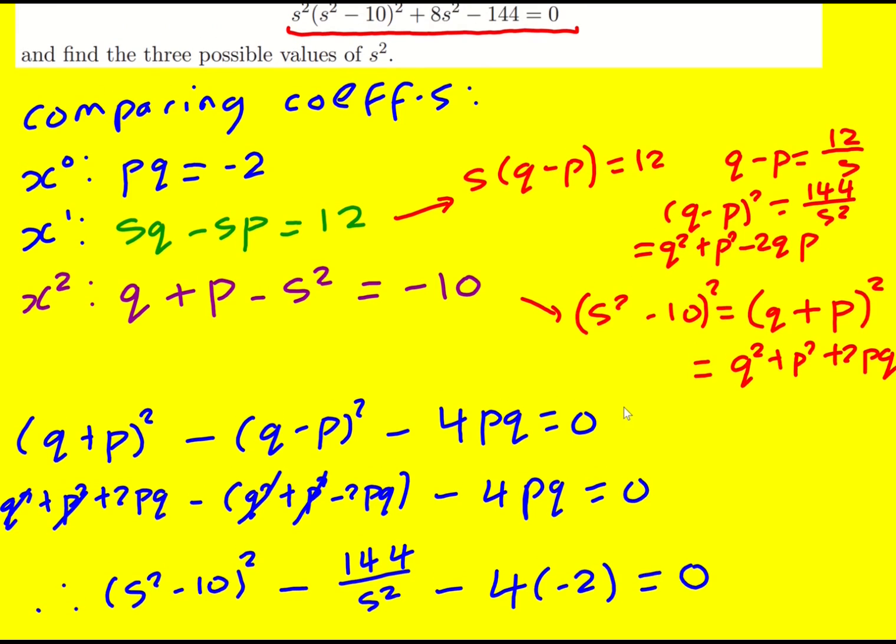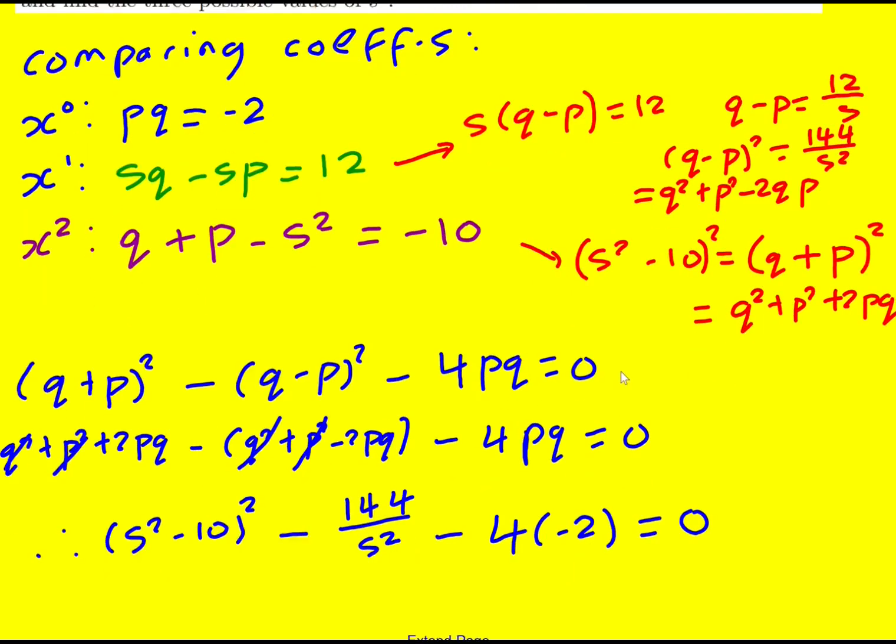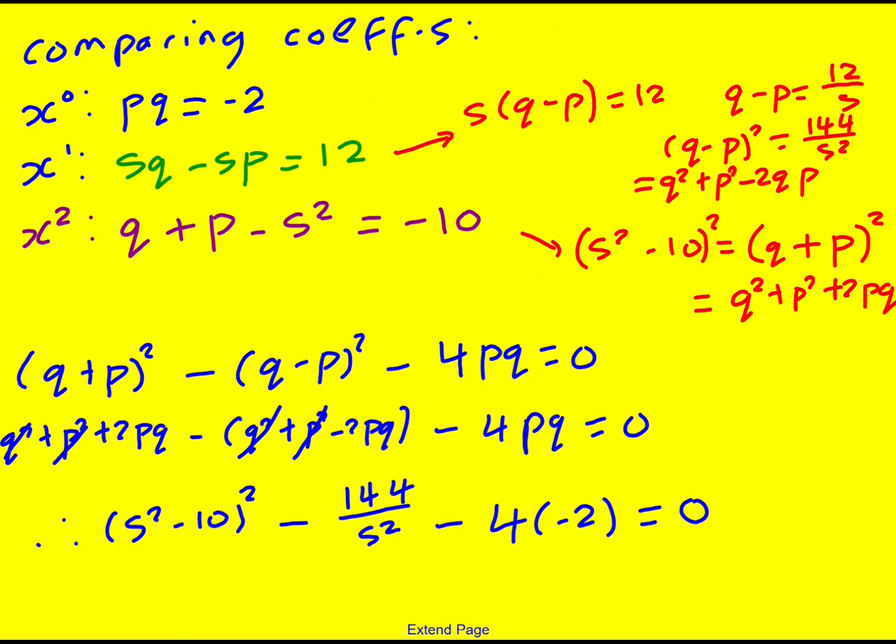I'm very close now. You can see I'm going to multiply through by s squared. So s squared times (s squared minus 10) squared, and then plus 8 s squared, because this becomes plus 8 here and I'm multiplying it by s squared, minus 144, is equal to 0.